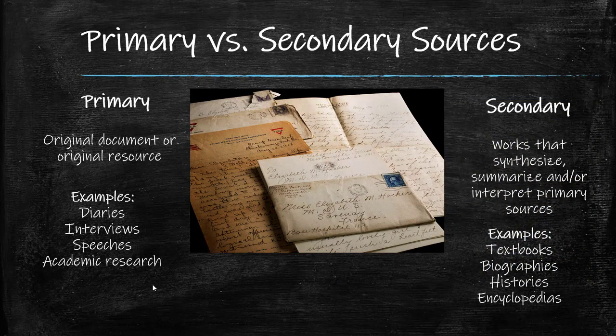Next, we're going to focus on primary and secondary sources. So a primary source is something like a diary or an interview. It's an original document or original resource. Secondary is something that synthesizes that original document. So a textbook, a biography, a history, something like that.